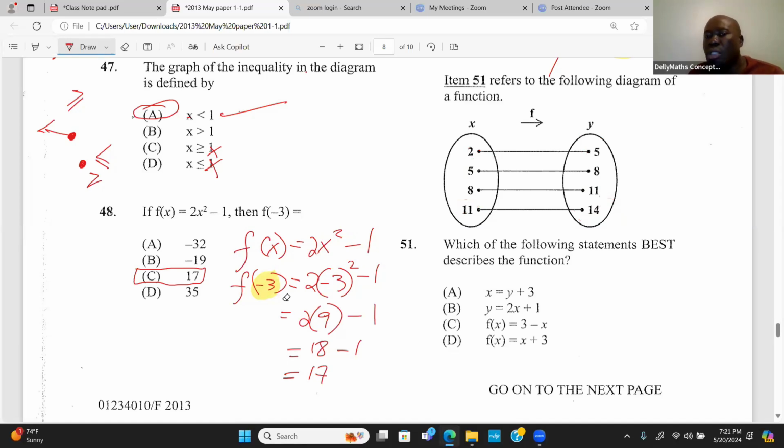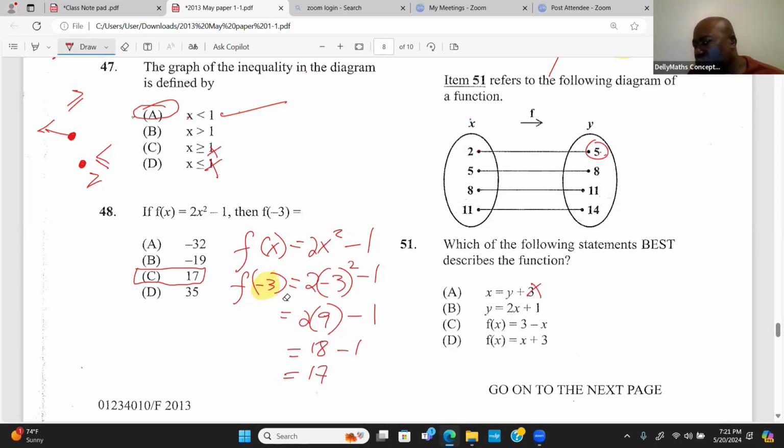For example, number 1 says X is equal to Y plus 3. See if that makes sense. X value is equal to the Y value plus 3. 5 plus 3, can that give you 2? No, that means this is really off. Let's go for the next one. So you can eliminate them as you go.